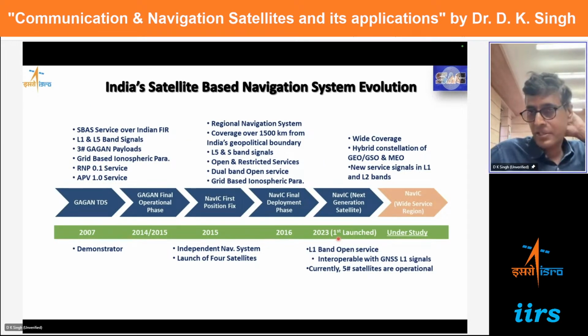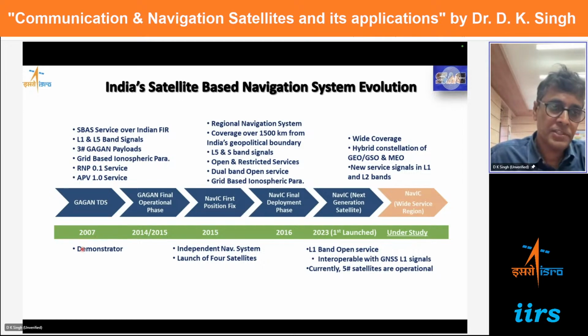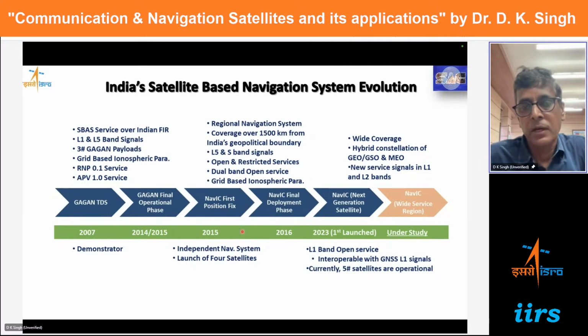Now this is our journey in navigation systems. We started with GAGAN actually, and it was operationalized in 2015. In the meanwhile, we started our regional navigation IRNSS system design. The first time we achieved the first position fix, that means minimum 4 satellites were in orbit, was in 2015, and in 2016 we completed the constellation. Our IRNSS system is now getting upgraded with new signals and more powerful satellites, and so on.